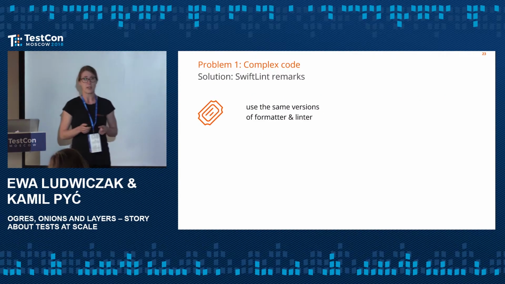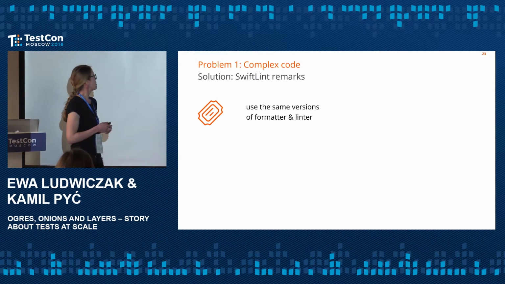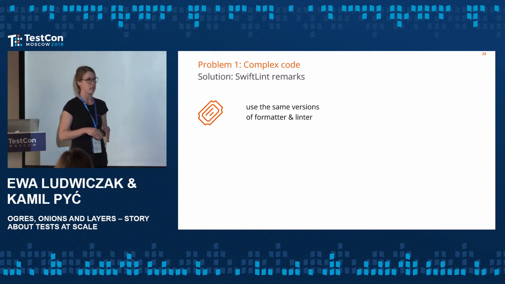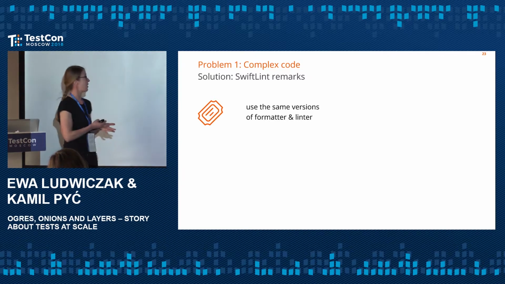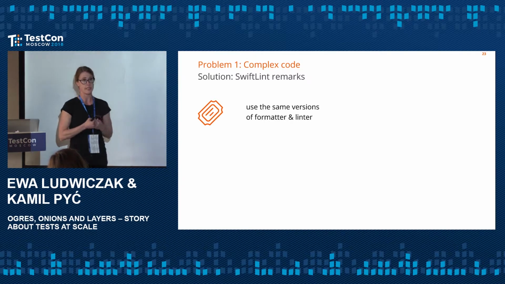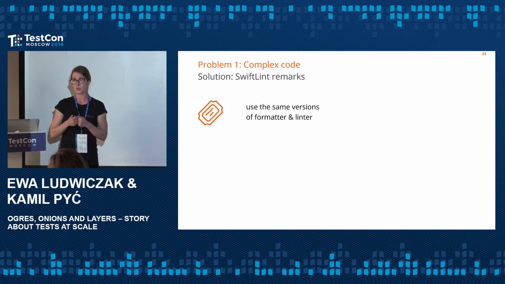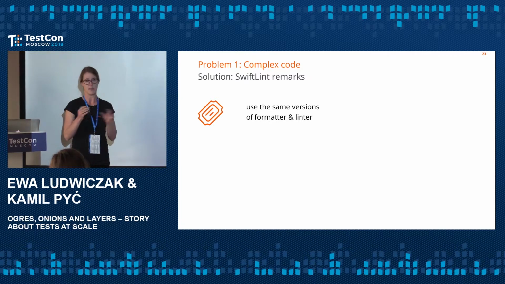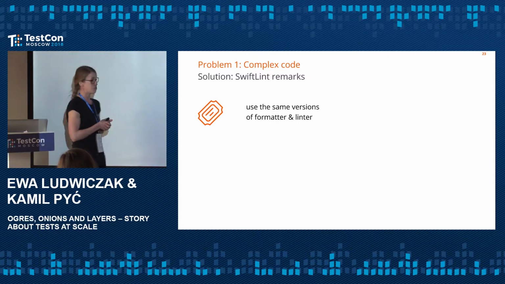So here are some remarks on our linting and formatting procedures. We use the same version of formatter and linter. They are stored in our repository, so developers have the tools ready to go. They can just check out our repo, and the tools are already there. At the same time, we are also sure that we use the same version of software and the same version of rules, so we will not have differences between rule versions.